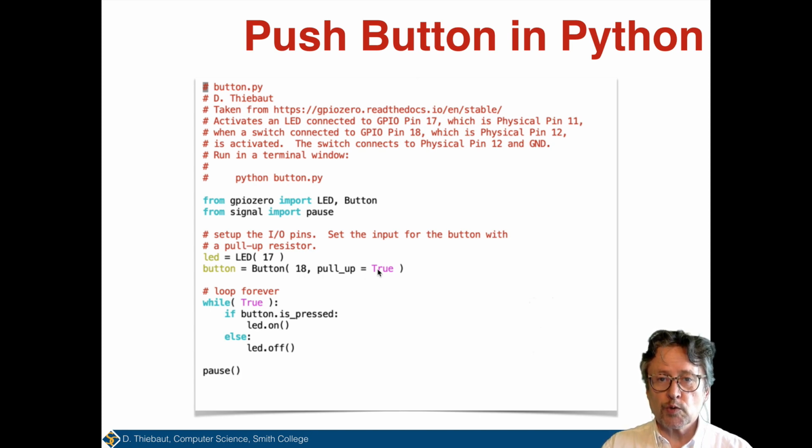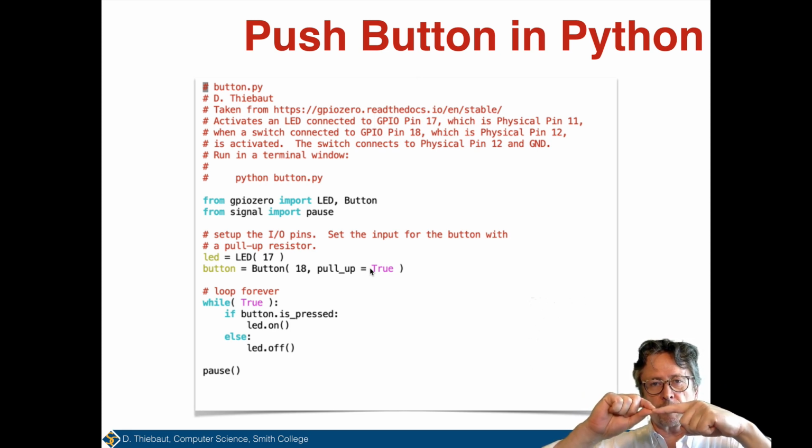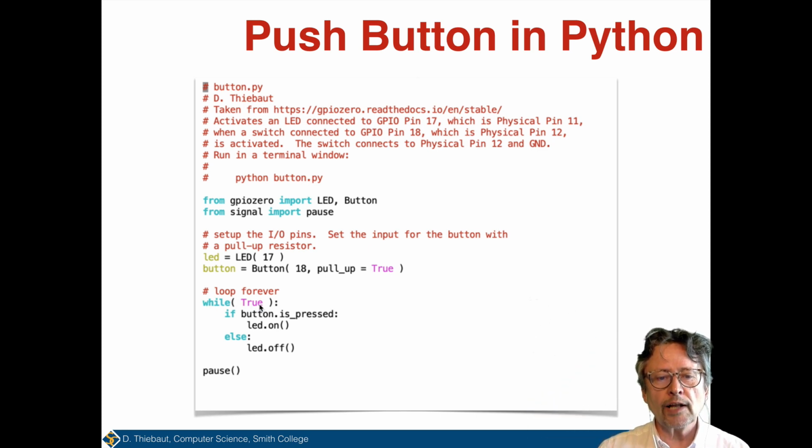Pull up equals true. So both the C and the Python library know that pins have internal pull-up, but I need to energize them. So pull-up equals true, so I'm going to have a resistor from the input of the Raspberry Pi to VCC, which is 3.3 volts right now. And then while true, forever, if button dot is pressed, so there is a member variable called isPressed. It's not a method, no parentheses. It's just a variable inside the element button.